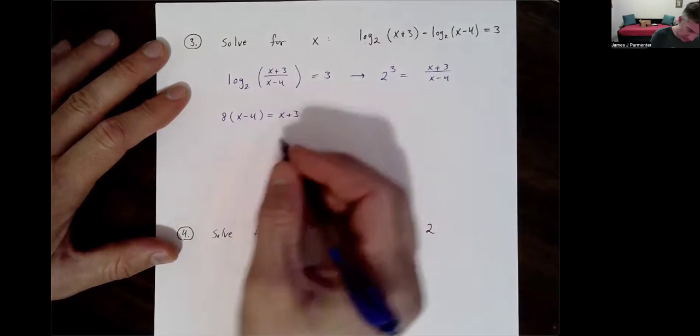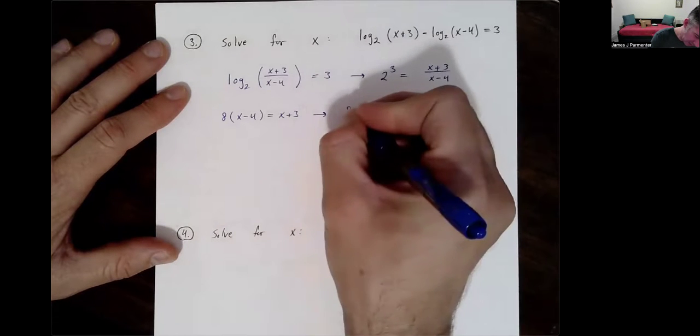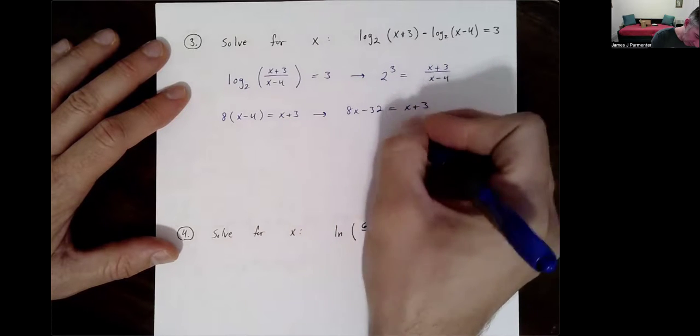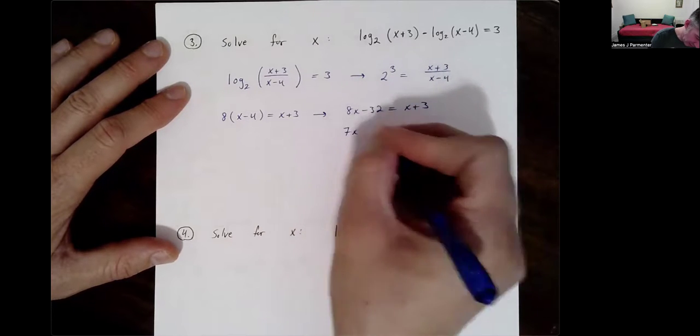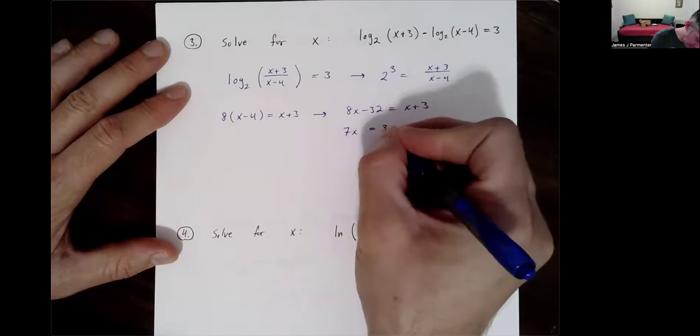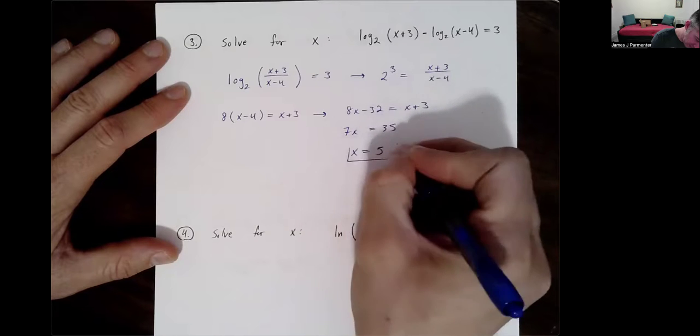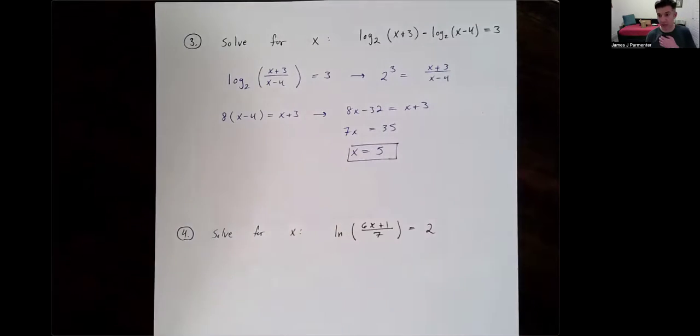We're going to distribute the 8 there. We're going to get 8x minus 32 equal to x plus 3. We're going to subtract x and get 7x. We're going to add 32, and 32 plus 3 is 35. And then we're going to divide both sides by 7 to get x equal to 5. And that's our answer. You can even check it if you want.